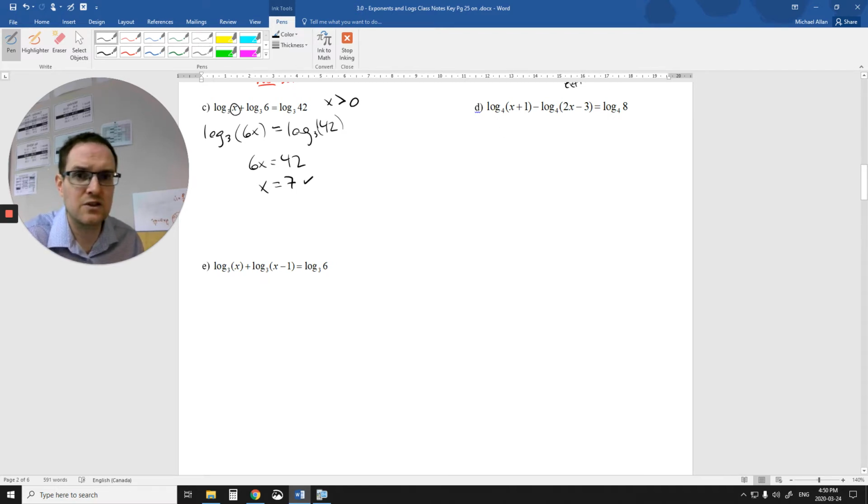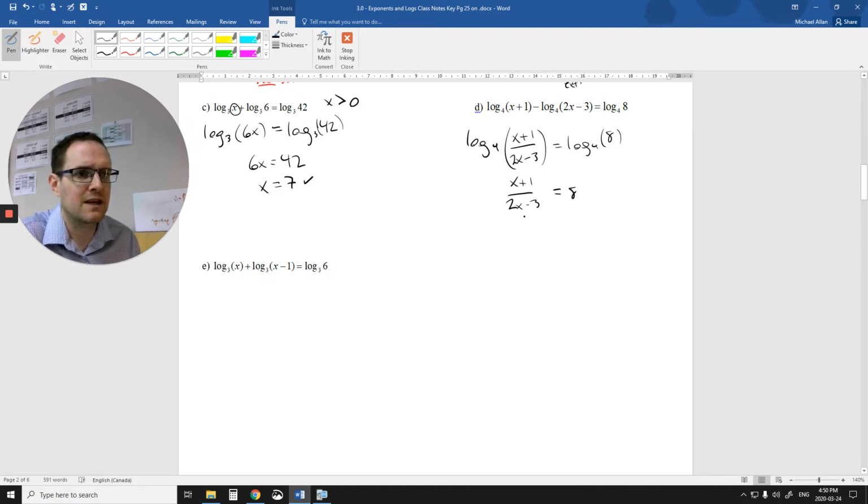All right. So you can only drop the logs if the base is the same and if it's a log equal to a log. So if I see this, here's a log, log, log, I can't just drop these logs. I've got to combine them together first. So this is log base 4 of x plus 1, and then on the bottom, I have 2x minus 3. And then over here, I have log base 4 of 8. Okay. Now I've got a log equal to a log, so I can drop the 2 logs. So I can make it equal to 8.